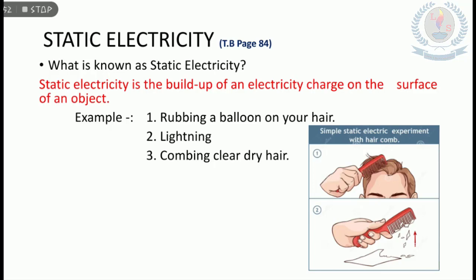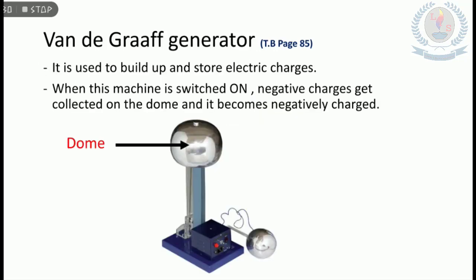Static electricity. Static electricity can be defined as building up of electrical charges on the surface of an object. It's called static because the charges remain in one area rather than moving or flowing to another area. We can see static electricity every day. It can even build up on us as well. For example, rubbing a balloon on our hair, lightning, which is the commonest, combing clean dry hair, and after that we have an interesting topic which is Van de Graaff generator.